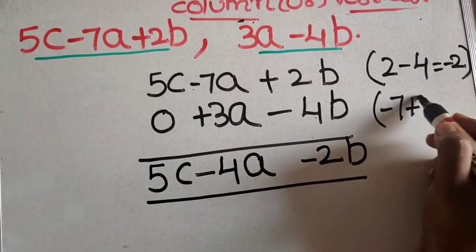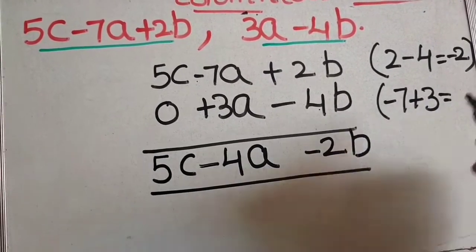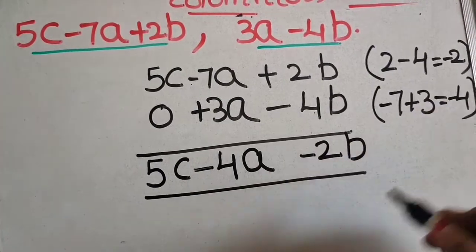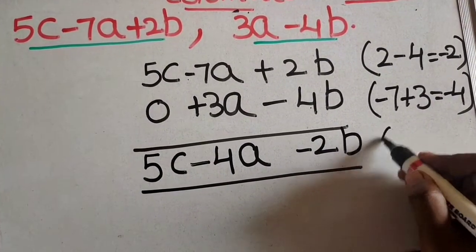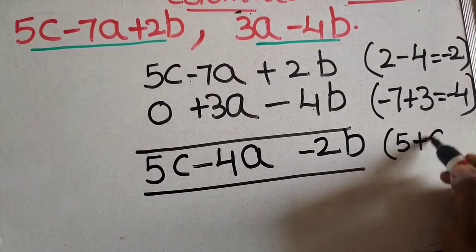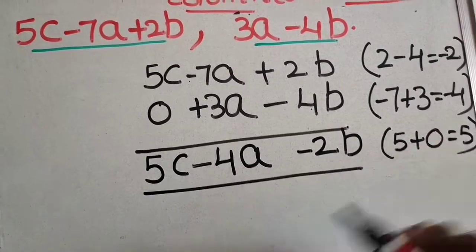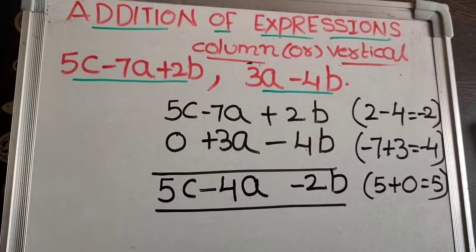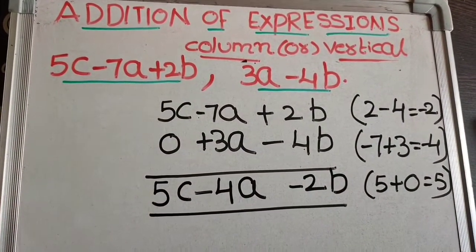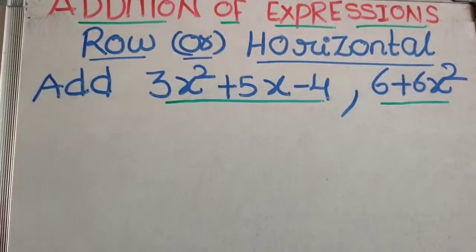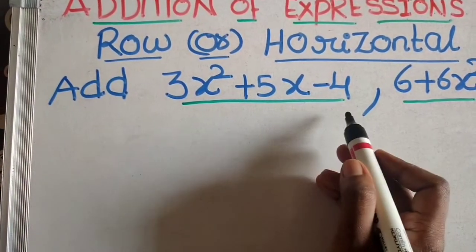Next, minus 7 plus 3. Why are we writing it here? Because it will be easy for you to do the calculations. So next, 5c. 5 plus 0 gives 5. So just write one or two problems like this, and if you are thorough with doing the subtractions or additions, then you can do it normally.